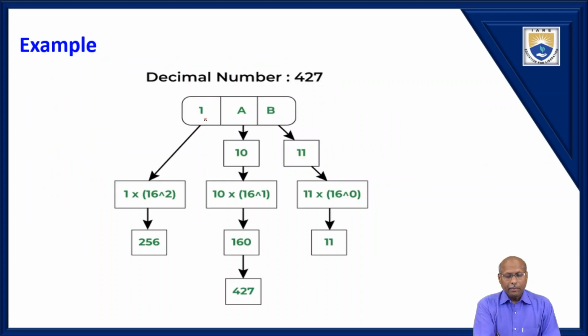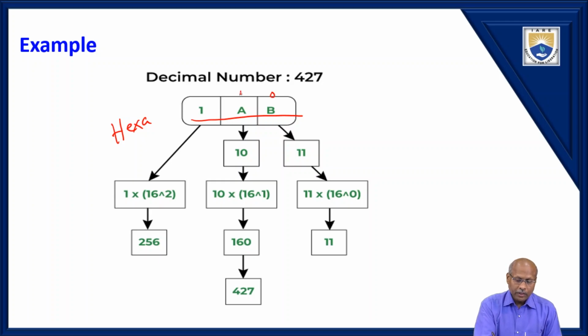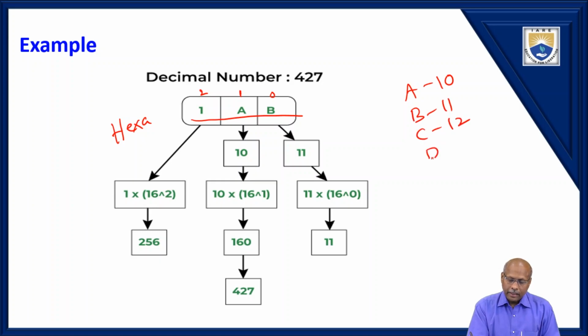For example, a given hexadecimal value 1AB. This is at 0th location, this is at 1st location, this is at 2nd location. You have to go from right to left. While going, you multiply each value by 16 to the power of its position. Now I told you A means 10, B means 11, C means 12, D means 13, E means 14, and F means 15.